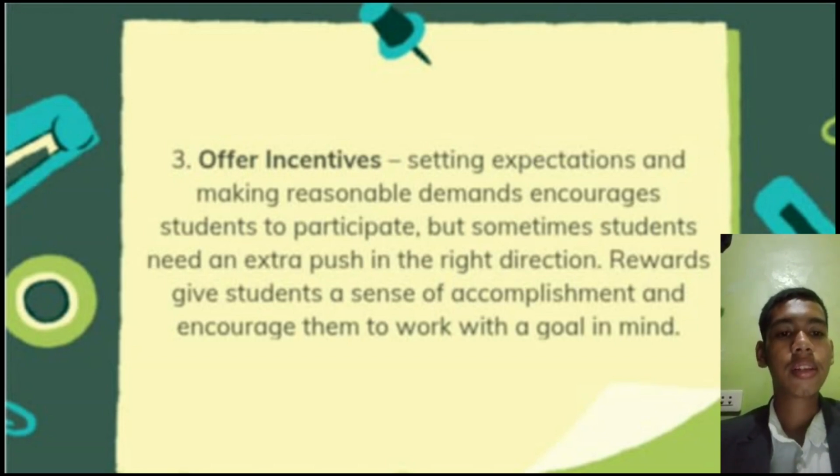In this, while setting expectations helps give students direction, incentives can provide an extra boost in motivation. And for the rewards, you can give students a sense of accomplishment, encourage them to work towards a goal, and help reinforce positive behavior and effort. Incentives can be a useful tool to keep students engaged and motivated, especially when they need encouragement to stay on track.